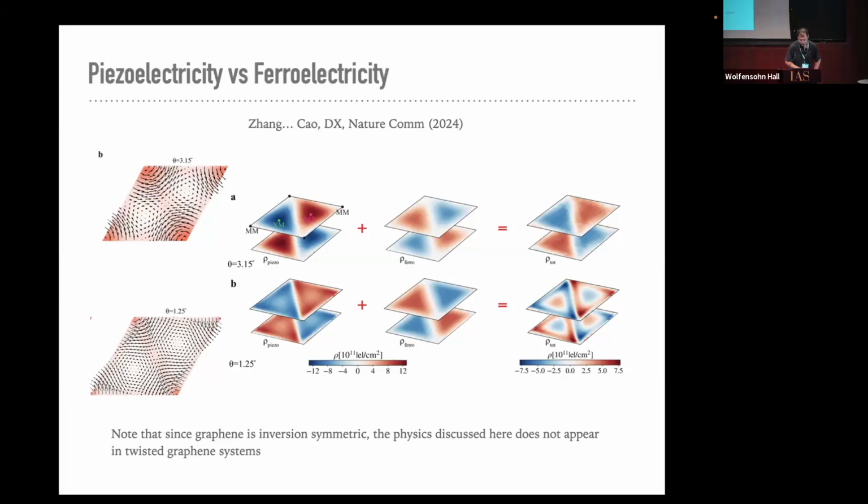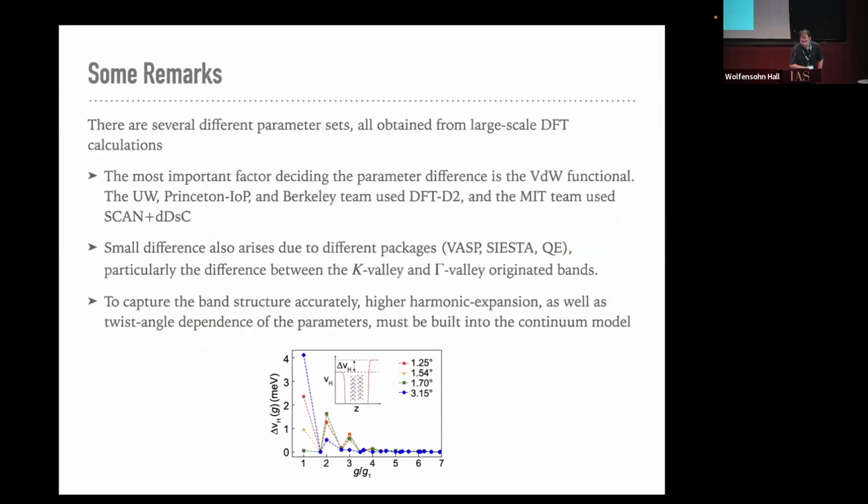Okay. So I also want to really emphasize that in a graphene system, because graphene is inversion symmetric, you don't have this effect. So when you model the twisted graphene system, we don't have to worry about this kind of long-range piezoelectric effect. But in TMD, not only do we have to, it's actually really crucial. It can flip the sign of the Chern numbers. Okay, so that's sort of the main story.